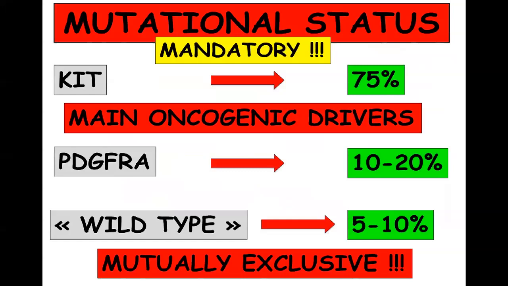Knowing the mutational status is mandatory. In 75% there is a KIT mutation, but in 10 to 20% a PDGFR alpha mutation. These are the two main oncogenic drivers. And in 5 to 10% you can have a wild type GIST. All these mutations are mutually exclusive.